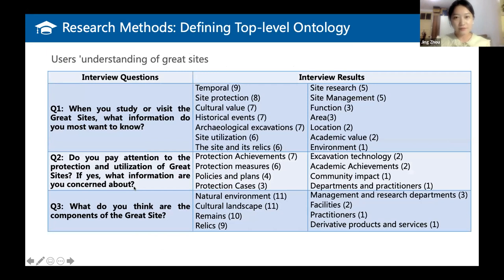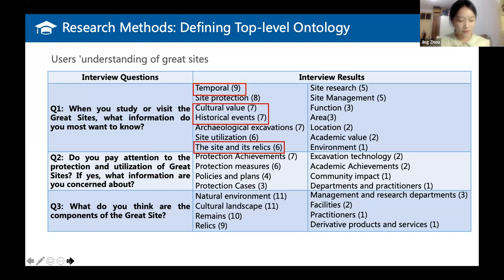Firstly, I defined the top level ontology. As we all know, users should be considered in ontology development. So we conducted user interviews to figure out their knowledge needs of great sites. The interviewees are most concerned about the basic information, environmental, historical, and cultural backgrounds of great sites. They also pay attention to their historical evolution in different life cycles of great sites.